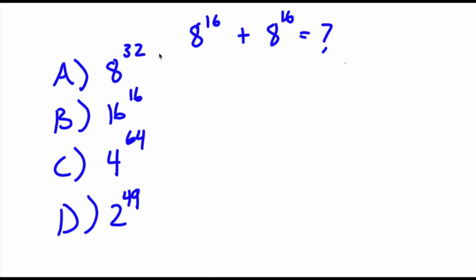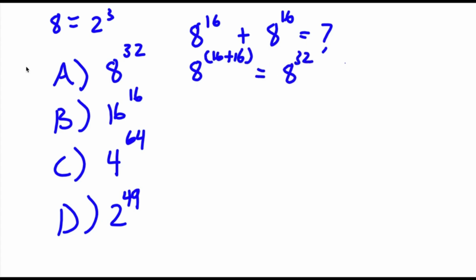So 8 here is equal to 2 to the power of 3, right? So let's try out A. What they did was they simply kept the base the same and added the exponents. So they did 8 to the power of 16 plus 16. 16 plus 16 is 32, so they did 8 to the power of 32.